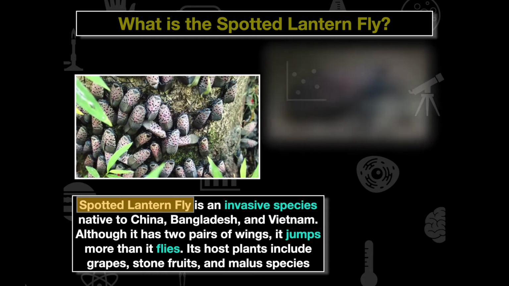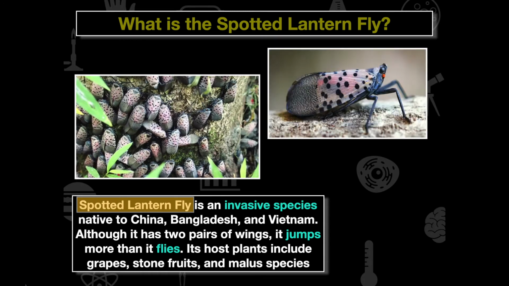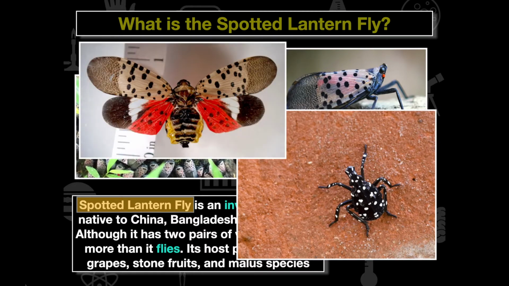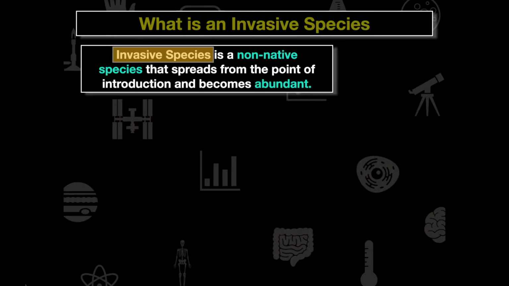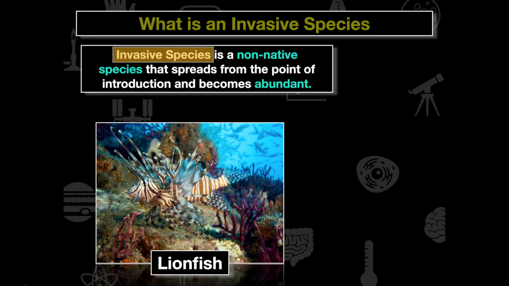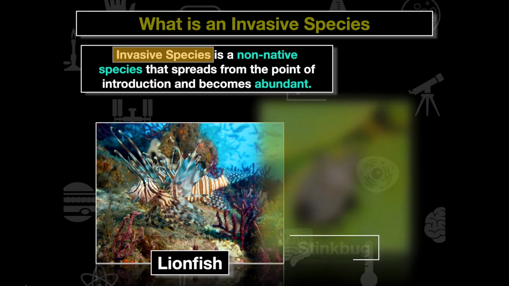Now remember, an invasive species is a species that is not native to whatever area it's been introduced to. These have been introduced into Berks County from China, from a stone shipment from China. And it's important for us to understand that as we study these lanternflies, these invasive species have an ecological impact on the environment. So again, if we're reviewing, an invasive species is a non-native species that spreads from the point of introduction and becomes very abundant in that environment.